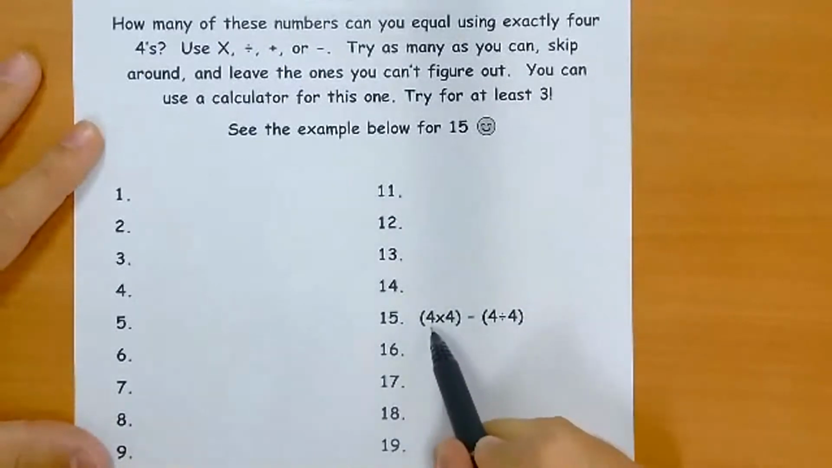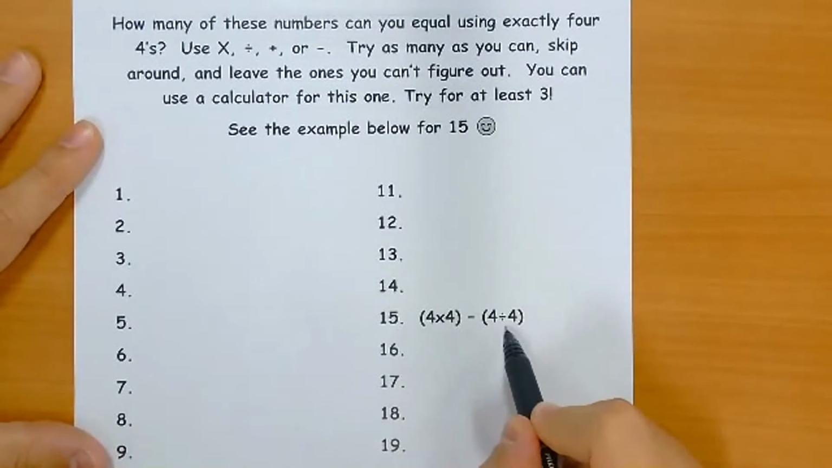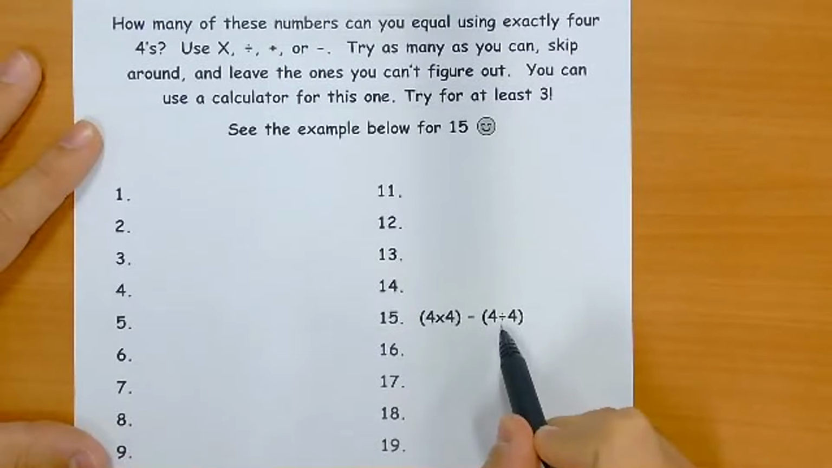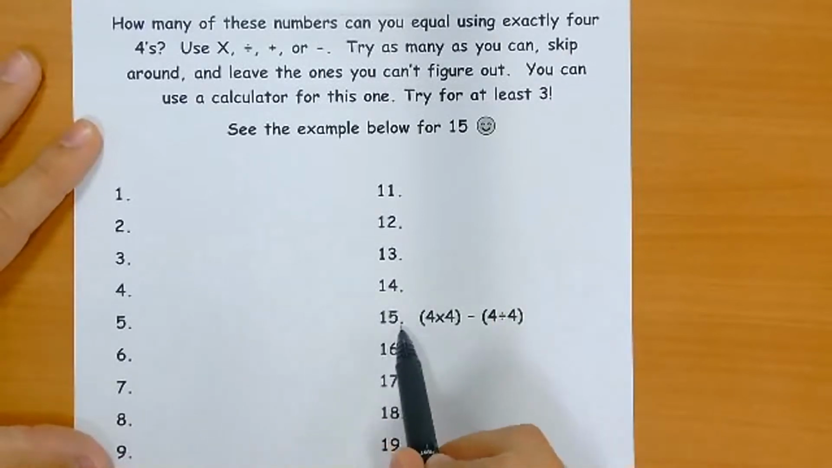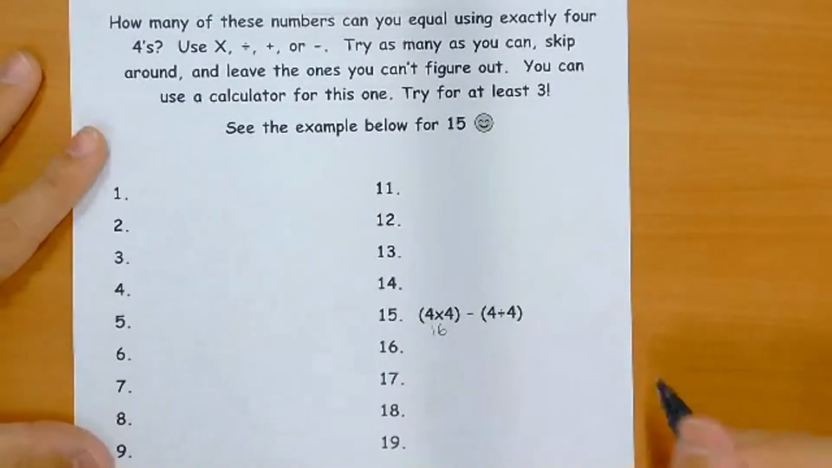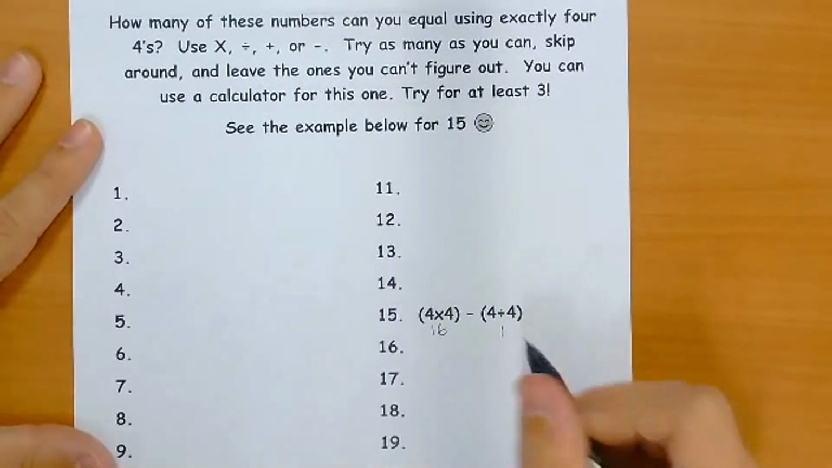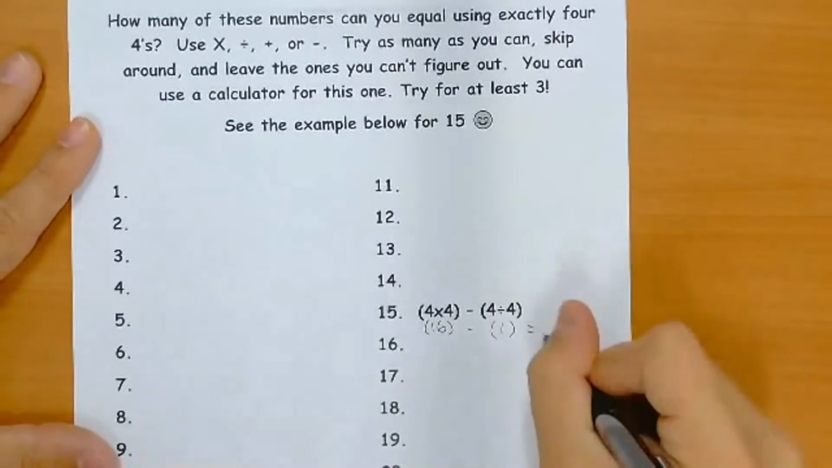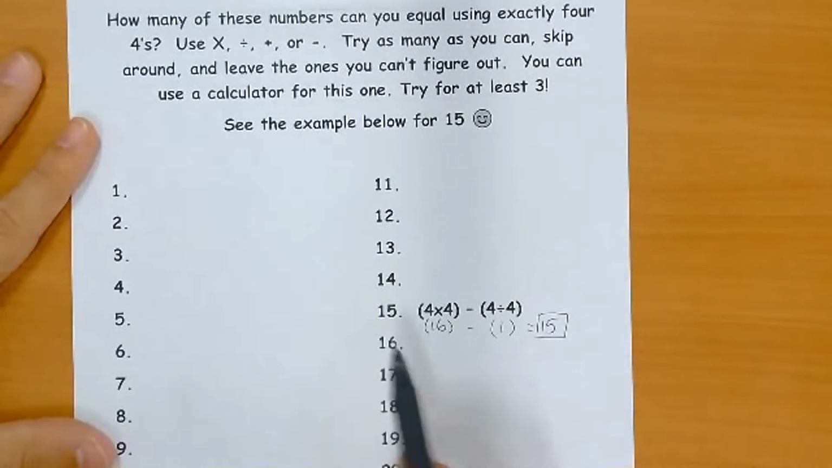But if we look at this, you see that there are 4's, and they're separated by math operations. We have multiplication here, we have subtraction, we have division. So if we were to work this problem out, remember this is an example for an answer of 15. 4 times 4, well, that's 16. 4 divided by 4, well, anytime we divide something by itself, it's equal to 1. So we have 16 minus 1 equals 15. So that's why it's an example for 15.